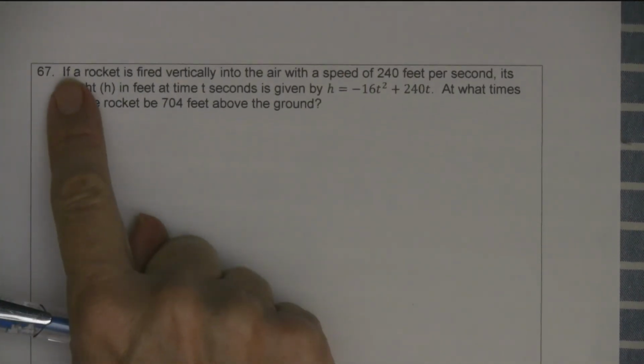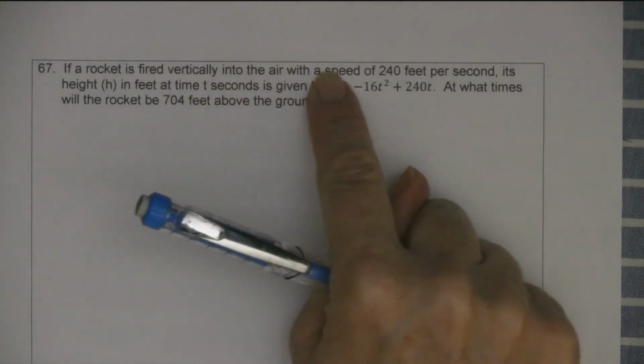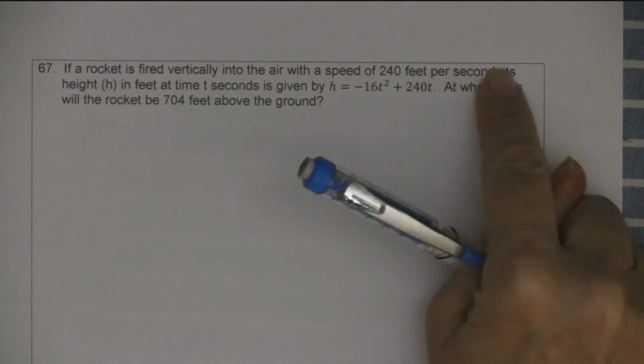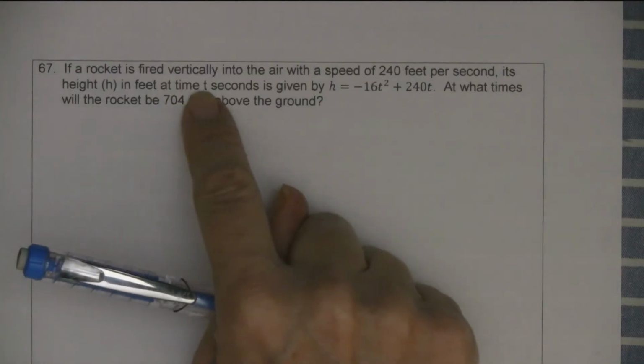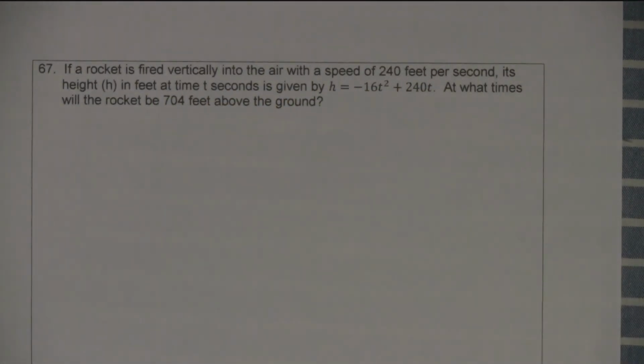Okay, one more last problem. If a rocket is fired vertically into the air with a speed of 240 feet per second, its height in feet at a time t seconds is given by this formula. So I actually just need to use this formula, not come up with a formula to use.